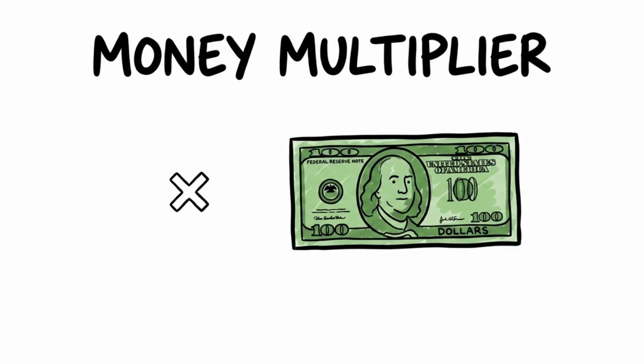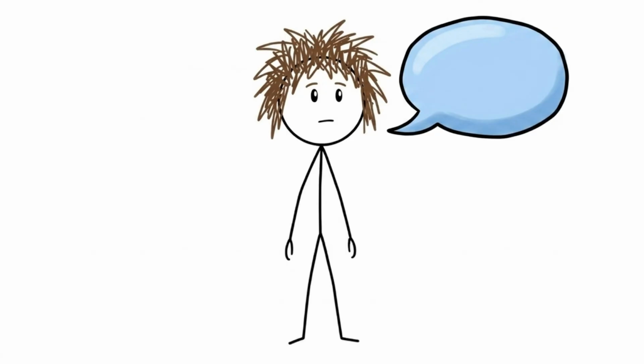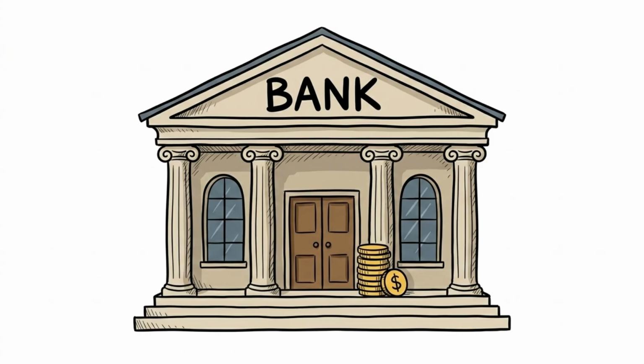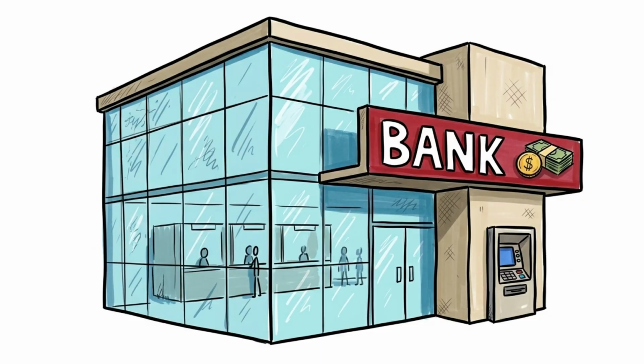That's where the famous money multiplier idea comes from, and that's probably where you've heard claims that banks can loan your money 9 times. It sounds like banks are taking your dollars and magically multiplying them. But modern banking isn't that simple.